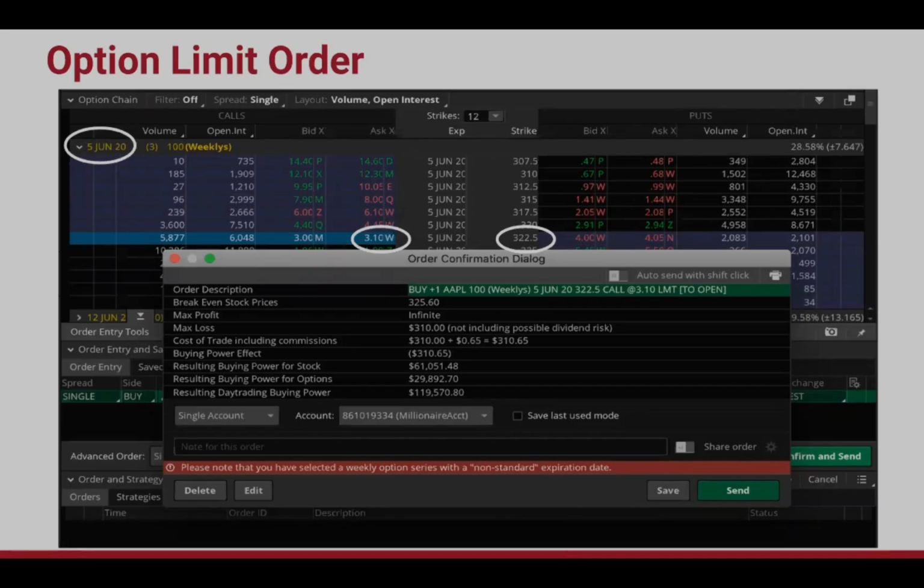What if you wait until the last day? Well, if you wait until the last day, if you paid $310, and as long as Apple is above 325.60, you're going to make the difference. So let's say you woke up and Apple was sitting at $330.60. That means Apple would have risen $5 in price. $330? Well, $330 higher than the strike price is what? $8. $8 times 100 shares is $800.